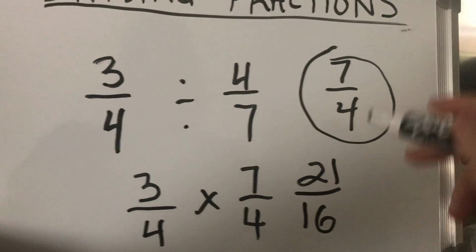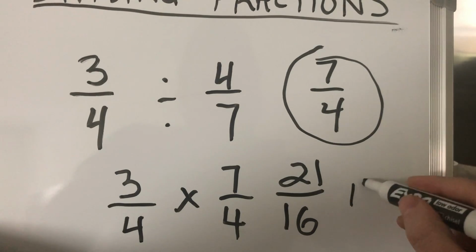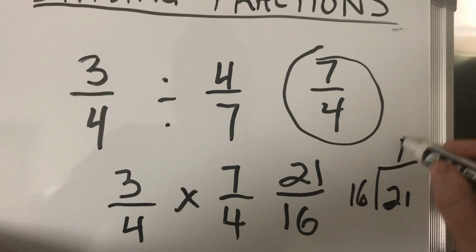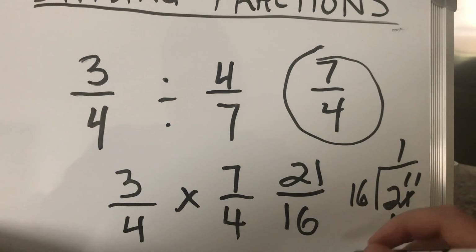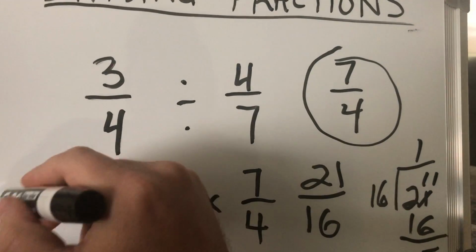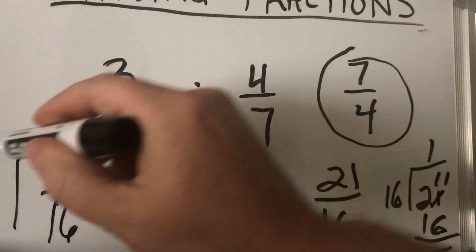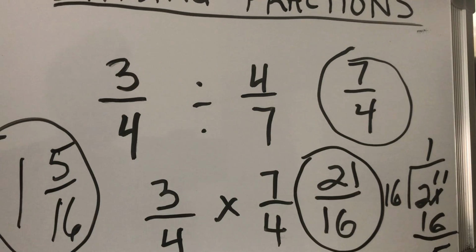All right, now we have 21/16. All right, now if you wanted to change that improper fraction into a mixed number, you do the same thing. 16 into 21. How many times does 16 go into 21? It goes in 1 time. Subtract. We get 5. 1 and 5/16 is our mixed number answer. All right, so that is the same as 21/16. So 21/16 would be the improper fraction. 1 and 5/16 would be the mixed number answer.